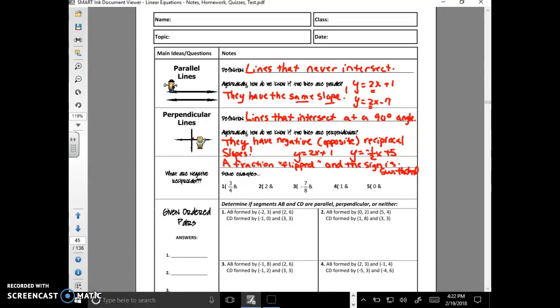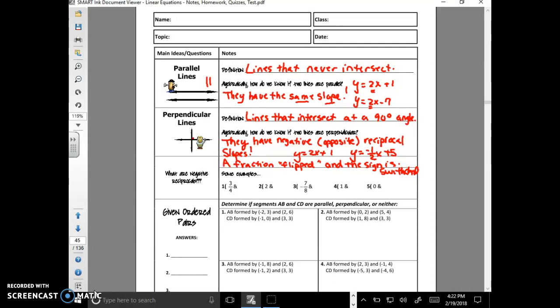So for example, if you have the equation y equals 2x plus 1, the same slope would be y equals 2x minus 7. That's not the only one. It just needs to have the same slope. When we write parallel, from geometry and stuff from last year, you should indicate it as parallel.